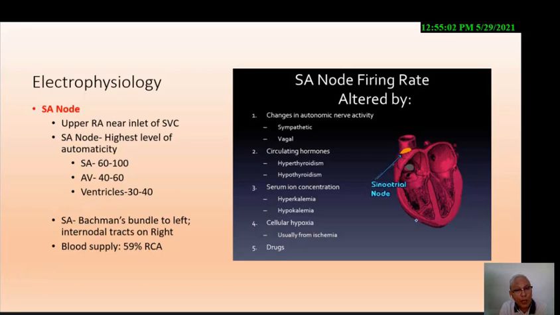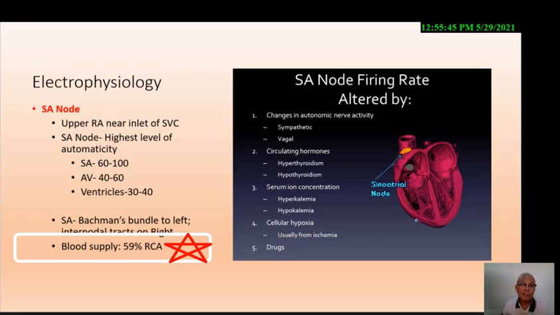Now, from the generation of an electrical impulse at the SA node in the right atrium, it spreads to the left side by way of Bachmann's bundle and onto the right atrium by way of internodal tracts. Remember that in our discussion of cardiac or coronary circulation, we said that the SA node is supplied by the right coronary artery in the majority of cases, and therefore any pathology of the right coronary artery can interfere with the proper functioning of the SA node.